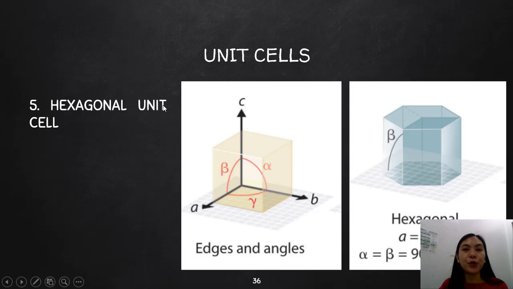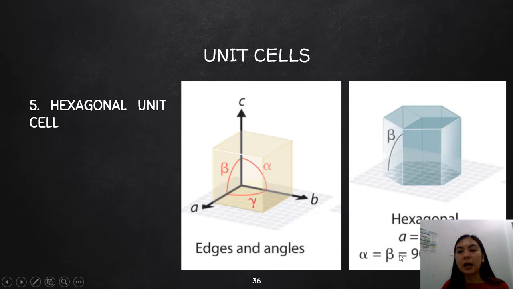The fifth type of your unit cell is what we call your hexagonal unit cell. When we say hexagonal unit cell, as represented by this particular figure, your side A is equal to your side B. So, para siyang square. However, yung side C mo is not equal to your A and B. So, parang in this particular figure, mas mahaba si side C.